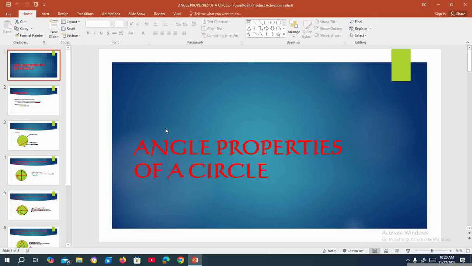I would like us to discuss angle properties of a circle. This is a mathematics topic in high school in the Kenyan secondary school curriculum. Let's start with the basic definitions.